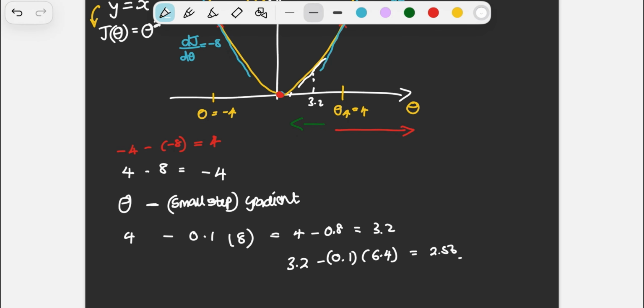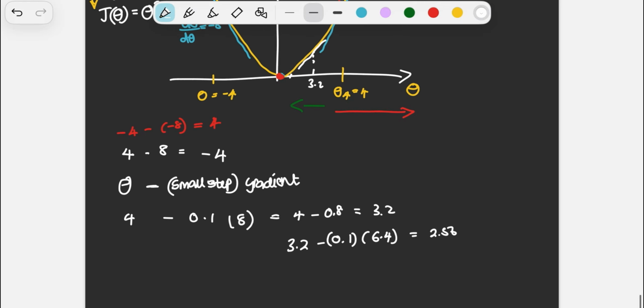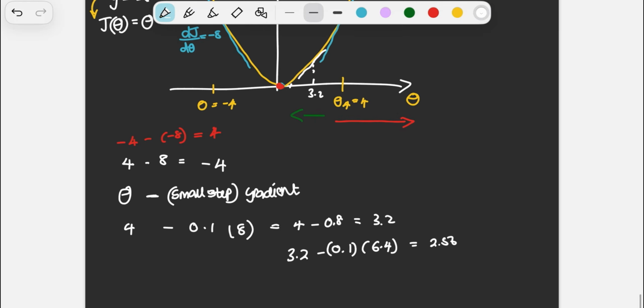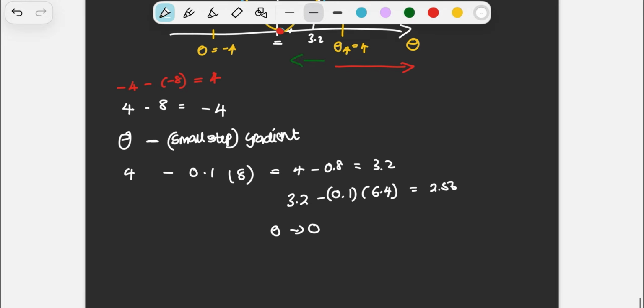You see that my gradient is getting smaller. If you try to find the gradient at 2.56, you're going to get a smaller value, until at some point you get a very, very small value close to this specific value. So my theta is supposed to approach 0. It keeps on decreasing until it reaches 0, because I keep subtracting smaller and smaller values from theta until it converges.